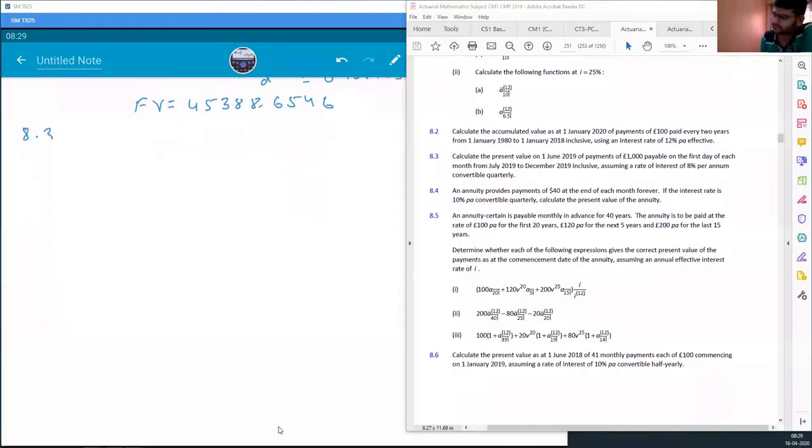Now 8.3, calculate the present value on 1st June 19 of a payment of rupees 1000 payable on the first day of each month from July 2019 to December 2019 inclusive, assuming a rate of interest of 8% per annum convertible quarterly. So first of all, they have given us rate of interest of 8% per annum convertible quarterly. So i4.